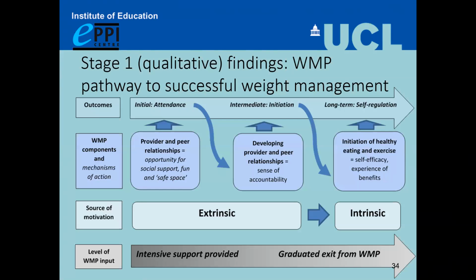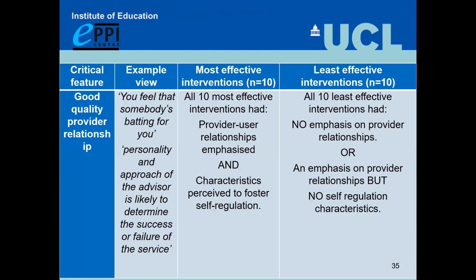And that final stage, the experience of the benefits of healthy eating and exercise, is what led to that longer-term self-regulation. So you can see the pattern of the relationship between the components of these important relationships and the mechanisms of action, leading from, in the early stages, these extrinsic motivators to the ultimate intrinsic motivation to self-regulate your weight over a long time. And you could also see that over time, the level of service input provided reduces. Okay, so that's an overview of what we found from the qualitative evidence synthesis.